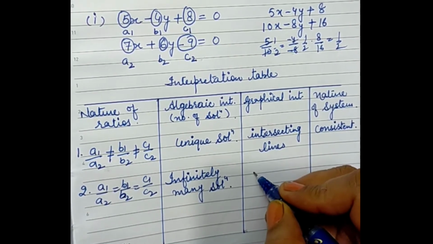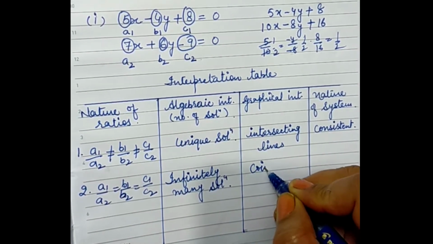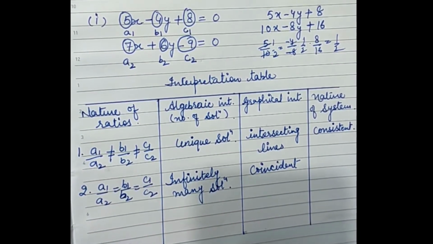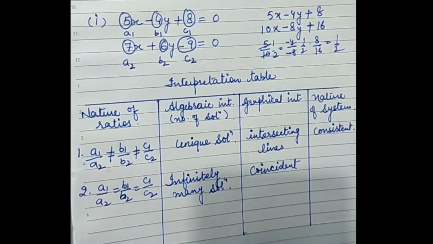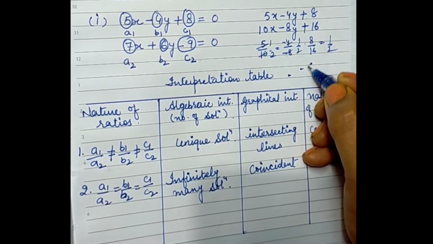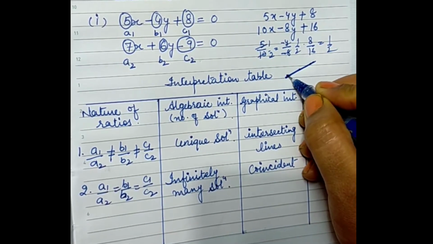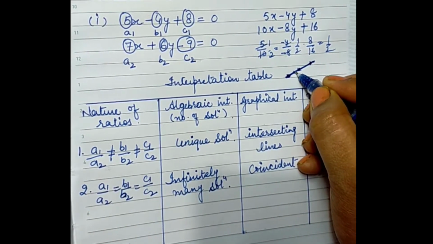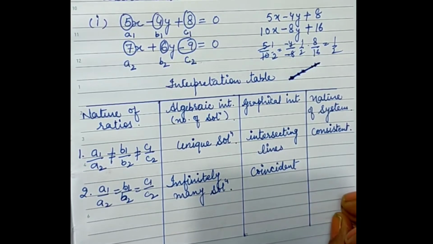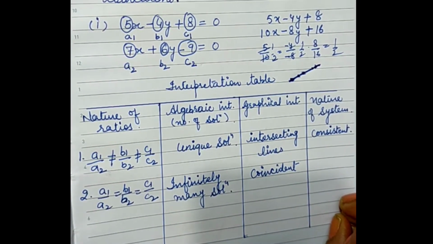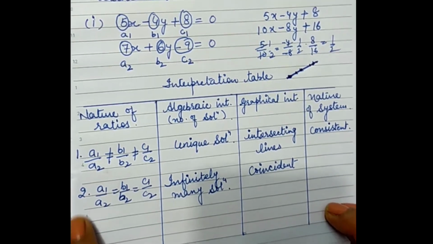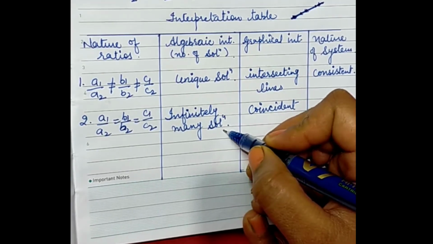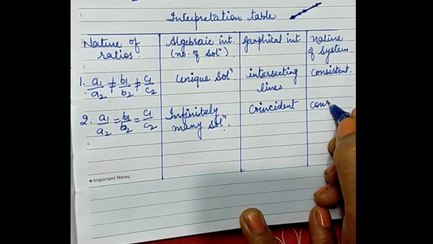Here the lines will be coincident. Coincident means they will overlap each other. The points of one line will be on the other line. That means if one graph is drawn this way, the points of the other equation will be on the same line. There will be no different line. Only on one line will we get the solution of both the equations. And here again, as it has some solution, the system will be consistent.